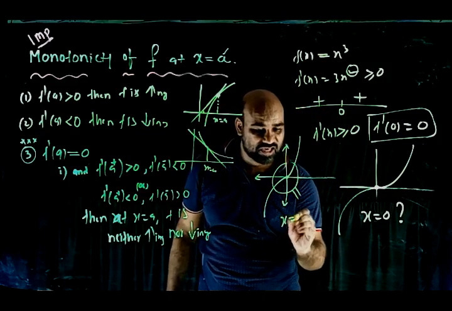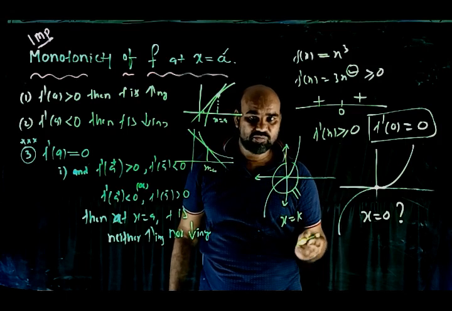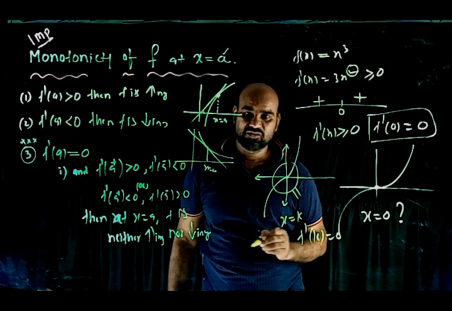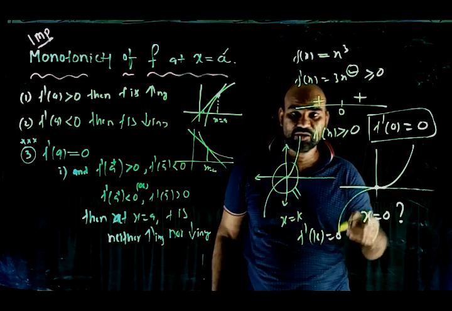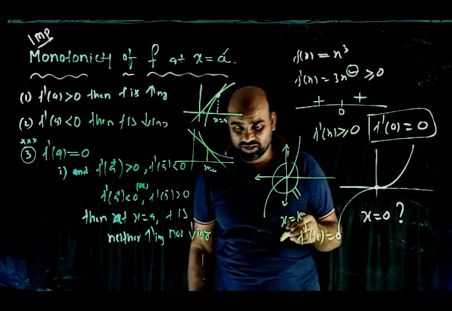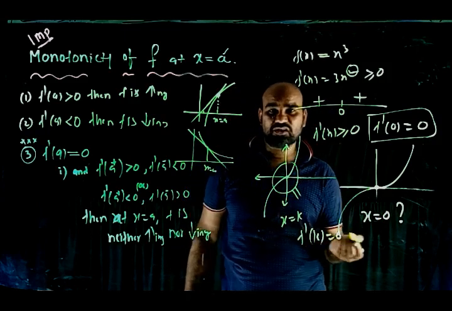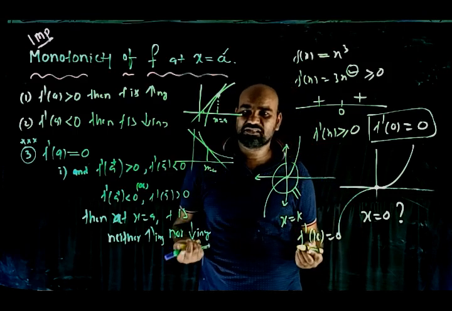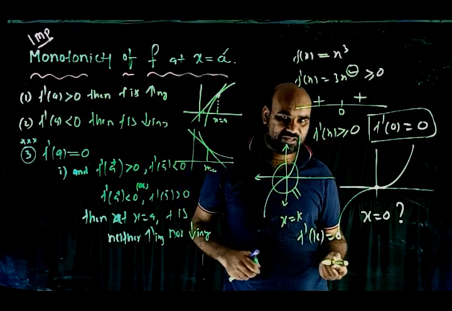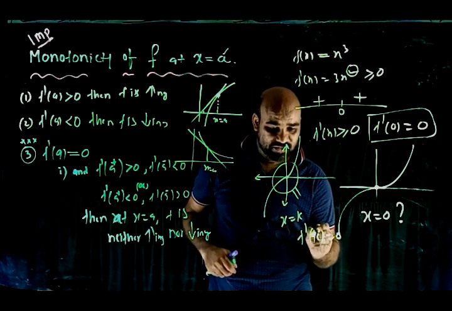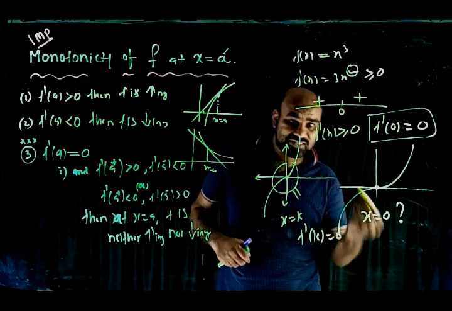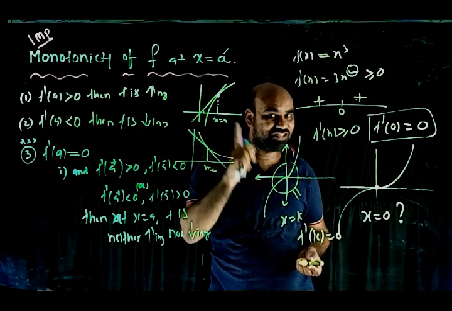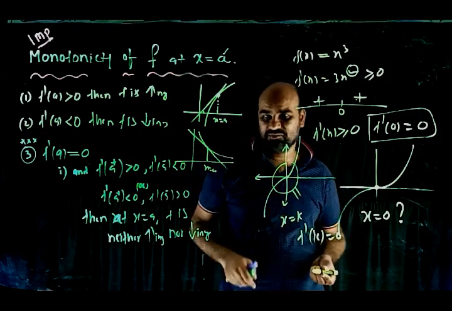At x equal to k, we want to find monotonicity. f dash of k equal to 0, I got. What should we do? Find f dash of k plus, find f dash of k minus. If f dash of k plus and f dash of k minus are of opposite sign, then you could conclude that the function is neither increasing nor decreasing at x equal to k. But if f dash of k plus and f dash of k minus are both positive, then you can say that the function is increasing. If both are negative, it's decreasing.